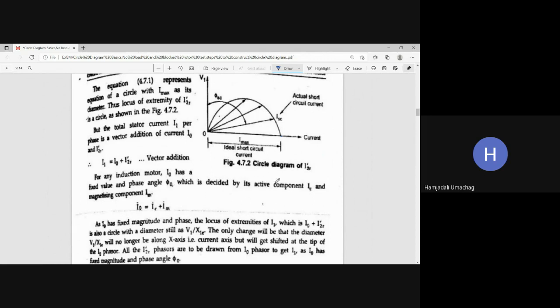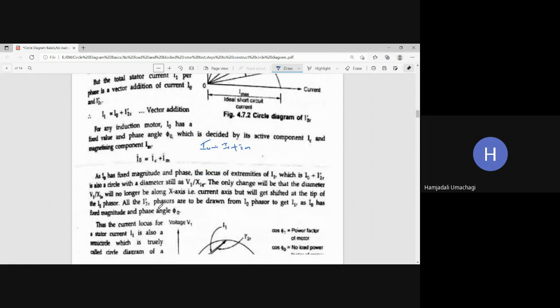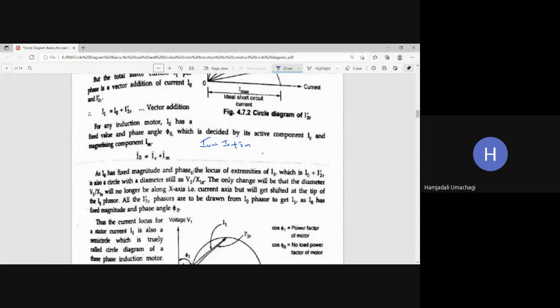which is decided by the active component IC and magnetizing component IM. So again, this no load current I naught is the vector sum of IM and IC, where IC is the active component and IM is the magnetizing component. So I naught is dependent on two components, the magnetizing branch components IC and IM. As I naught has fixed magnitude and phase, the locus of the extremity is I1, which is I naught plus I dash 2R. So in the case of induction motor, this no load current has a fixed value.